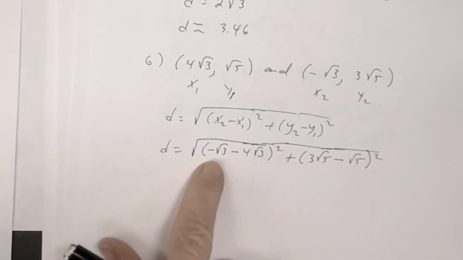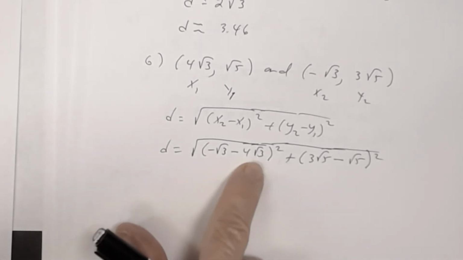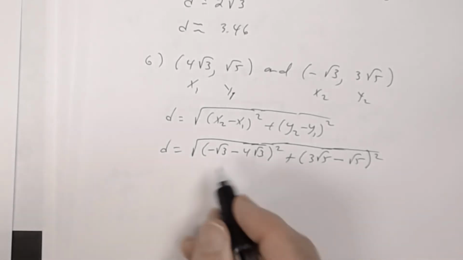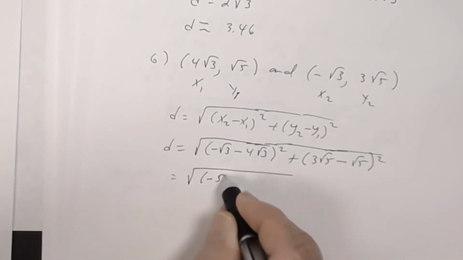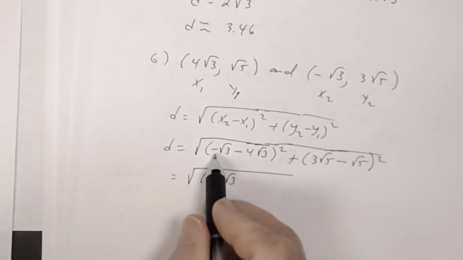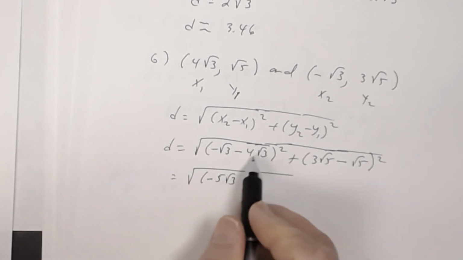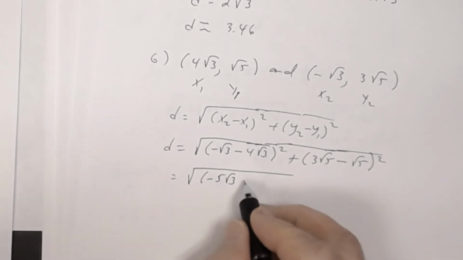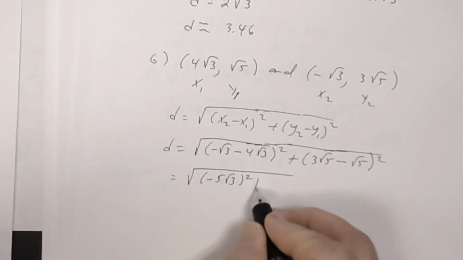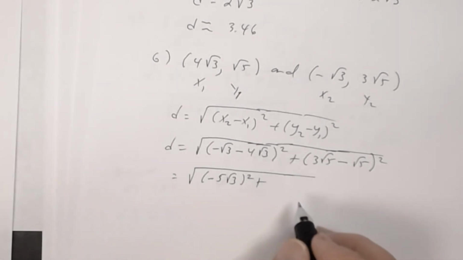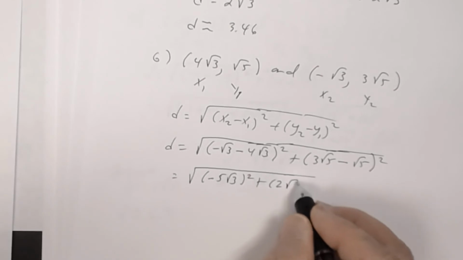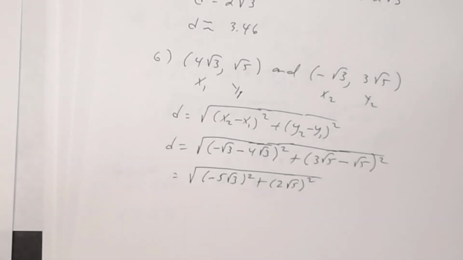All right, now you got to ask yourself, what's a negative square root of 3 and a negative 4 square root of 3? Do y'all agree that's going to be a negative 5 square root of 3? Because a negative 1 square root of 3 and a negative 4 square root of 3 is a negative 5 square root of 3. And then you square it. Plus, what's 3 square root of 5 subtract square root of 5? Well, that is 2 square root of 5. And whatever it is, I square it.